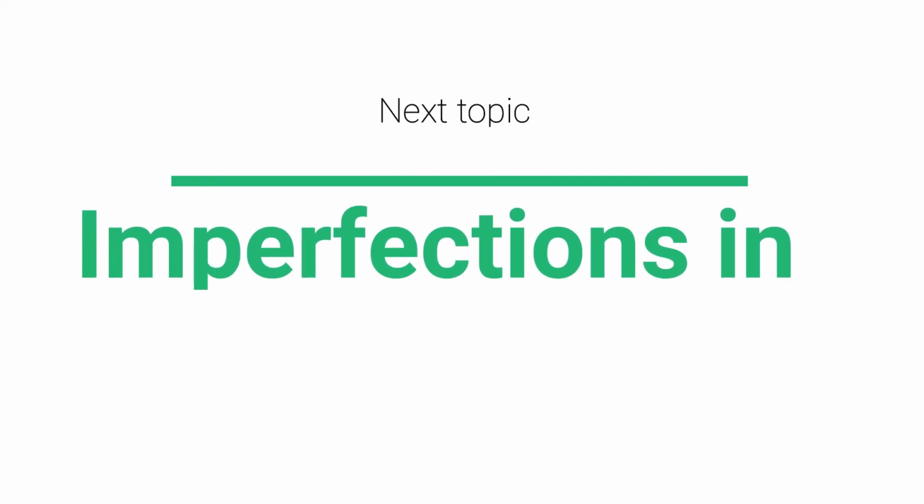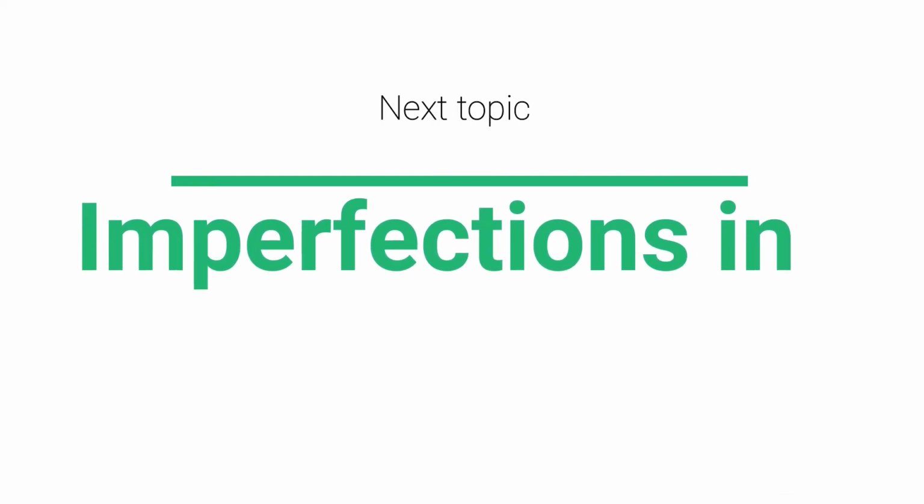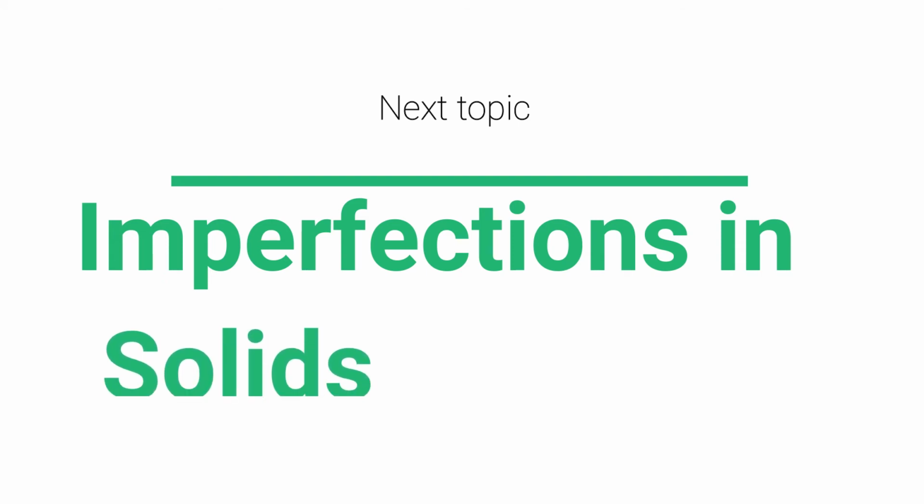Students, now our next topic is imperfection in solids. We already know that a crystalline solid has short range as well as long range order in the arrangement of its constituent particles. Yet crystals are not perfect, and this is called imperfection in solids. These imperfections can also be called defects in solids. Now let's start with imperfection in solids.